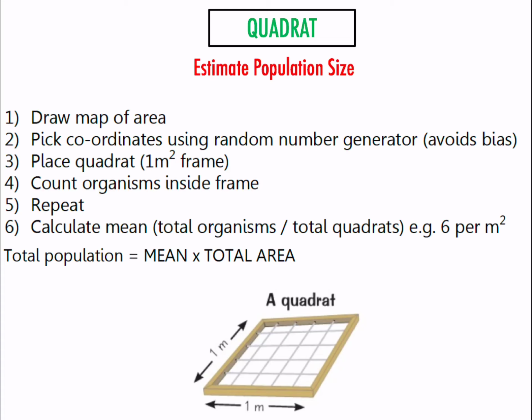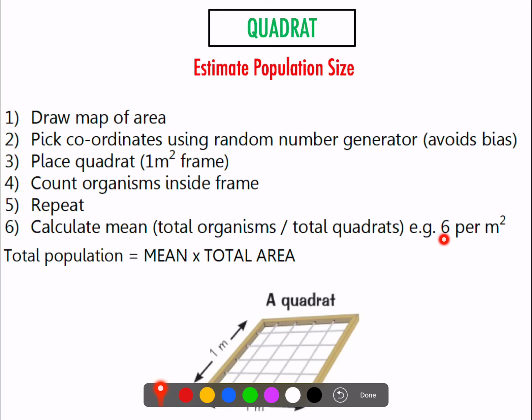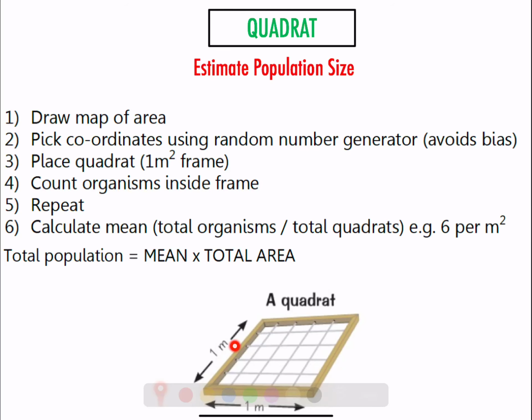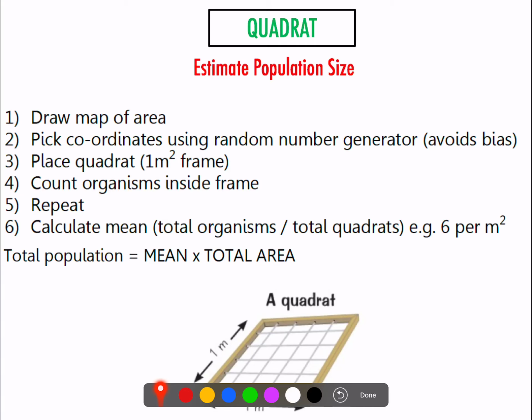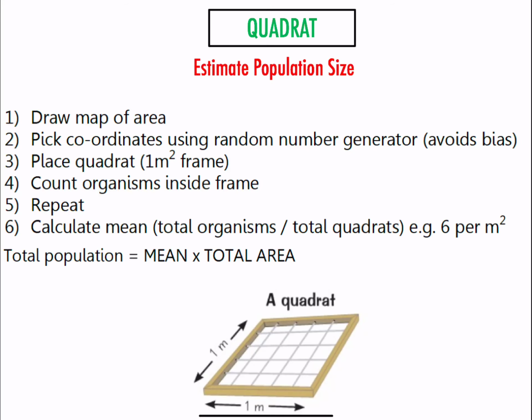So for example, imagine your mean was 6 daffodils per meter squared, because remember a quadrat is 1 meter by 1 meter, so that's 6 per meter squared. Now let's say the total park was 100 meters squared. So that means the total population is going to be the mean, which is 6 per meter squared, times by total area, which was 100. So it's going to be 600 daffodils.